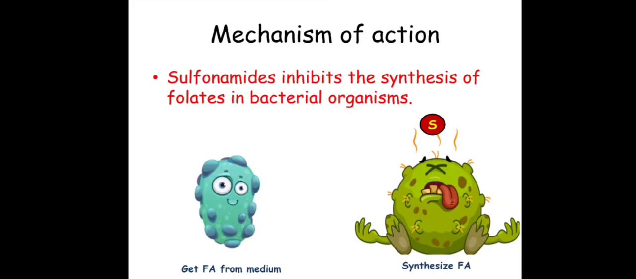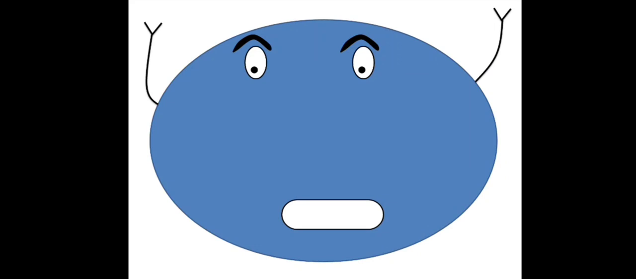They mainly act by inhibiting the folates or folic acid synthesis in the bacterial organisms. So first of all, suppose this is your bacteria. First of all, we shall check out what is the normal physiology occurring inside the bacteria, and then we will see what will happen to the bacteria when we consume sulfonamide antibiotic.